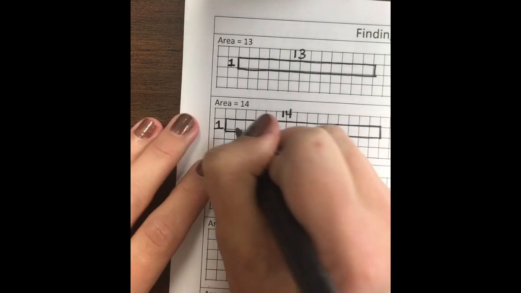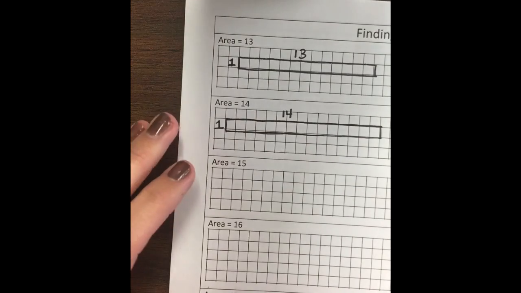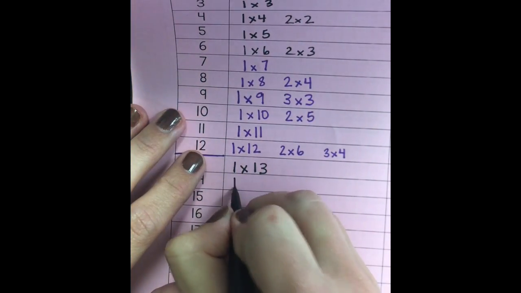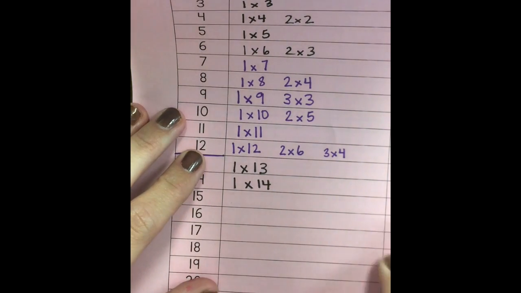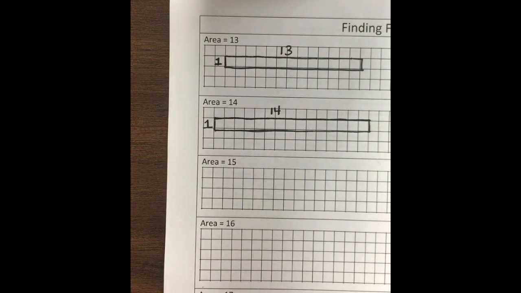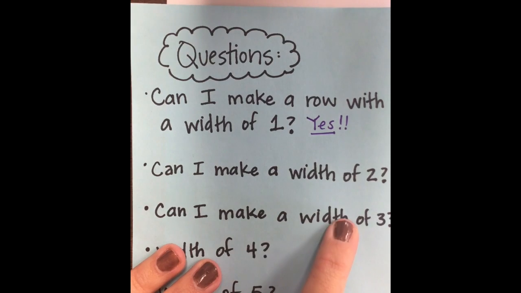It's a great place to start. Just line them up. And I'm going to go back over to my pink chart and say I found one that works. We knew that would work. One long row of 14. I'm not going to list these yet because I don't know exactly how many are going to be in my list. So I'm going to continue to explore. What's my next question? The next question is, can I make a width of 2?